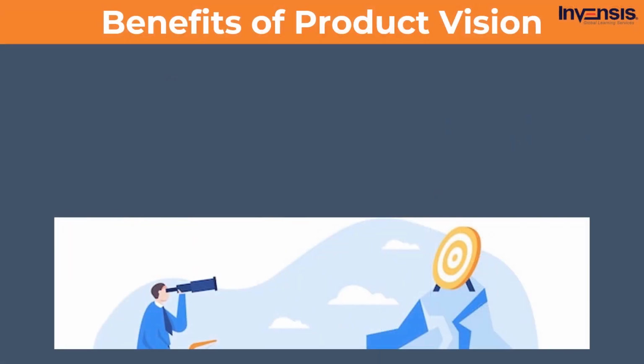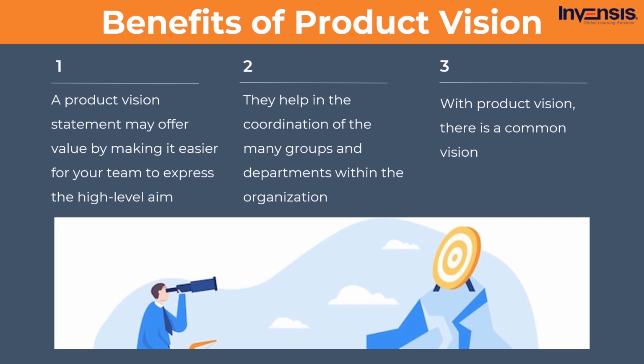Now, talking about some of the benefits of product vision. A product vision statement may offer value by making it easier for your team to express the high-level aim driving the development of your product. Next, it helps in the coordination of the many groups and departments within the organization that are working on the project. Then, with product vision, there is a common vision, so everyone has something to refer to, which may remind them of why they are doing what they are doing. So, drafting a vision statement should be the team's first step in moving to the next phase of any new product, and it should always come before working on the product plan. So this was about the product vision.